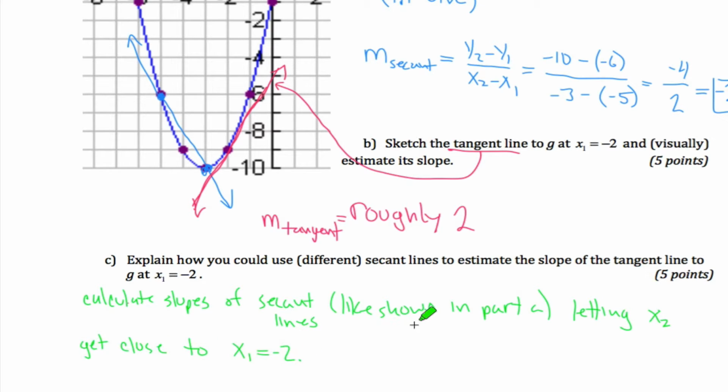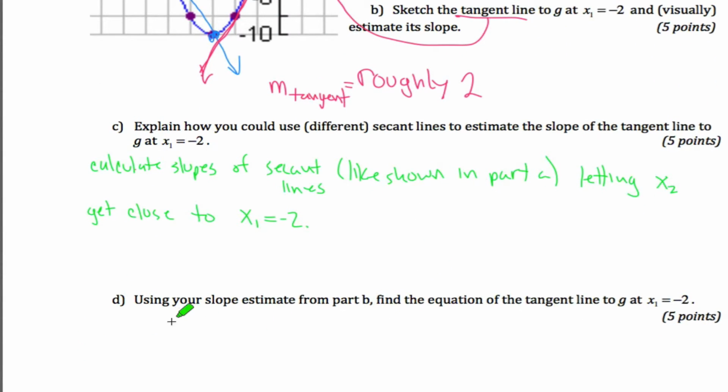So calculate a whole bunch of secant lines, and as the two points get really, really close together, the slope of the secant line will become close to the slope of the tangent line. It's a horrible explanation here. But hopefully you know what you're doing enough that you don't really need this part in the solution. Calculate slope of secant lines, letting the second point get close to the first point is essentially what I'm saying here.